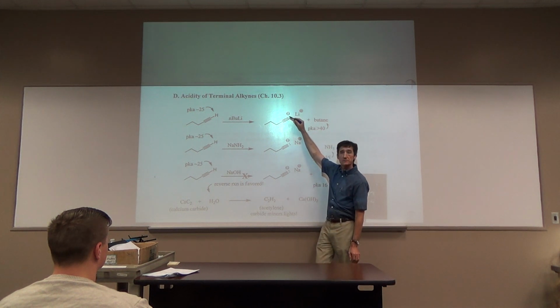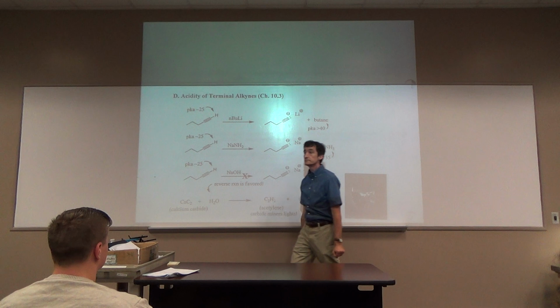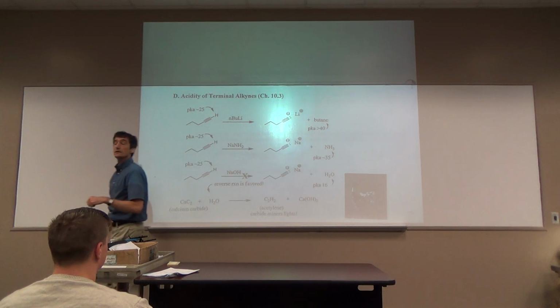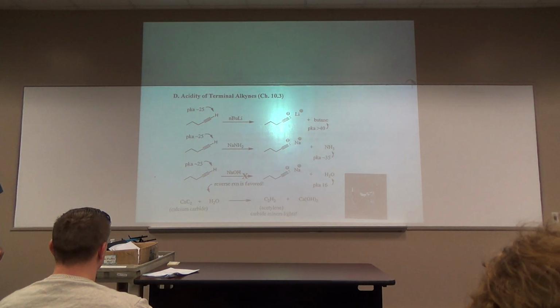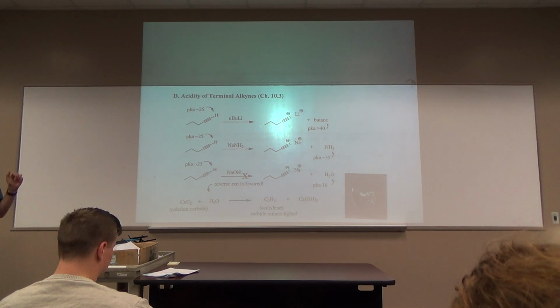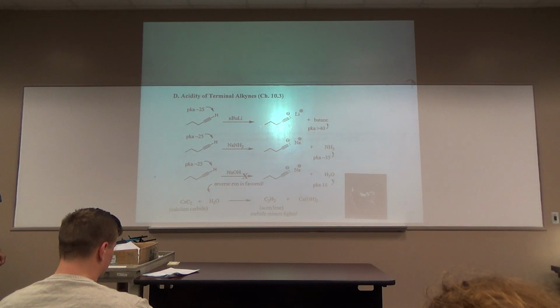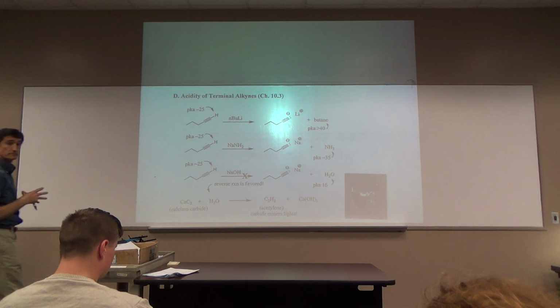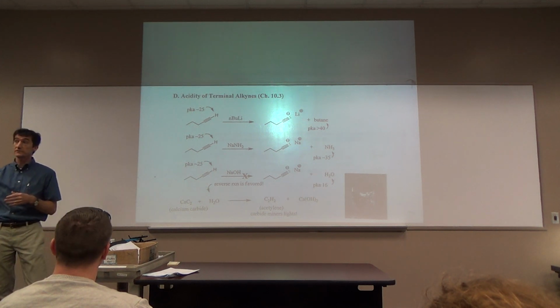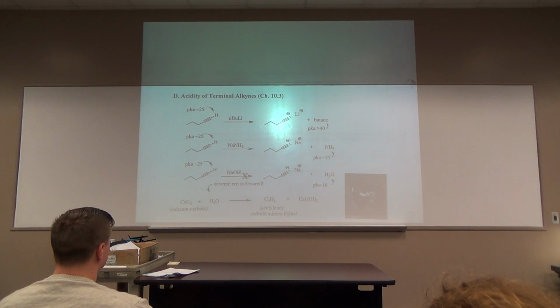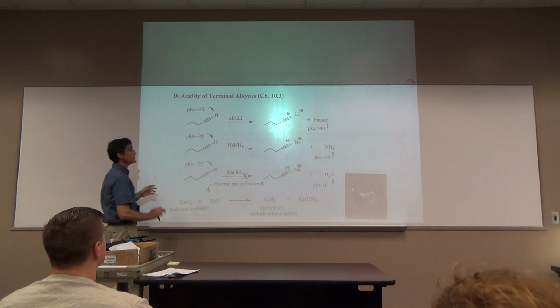I'm telling you this has some stability. Why? A lot of S character, so close to the nucleus. Electrons are held close to the nucleus. That carbanion is sp. It's 50% S. The electrons are held tight to the nucleus. That's the explanation of why it has some stability. It's a hybridization effect. Look back at the acid-base handout. We covered hybridization effects. We covered this exact deal here, okay?